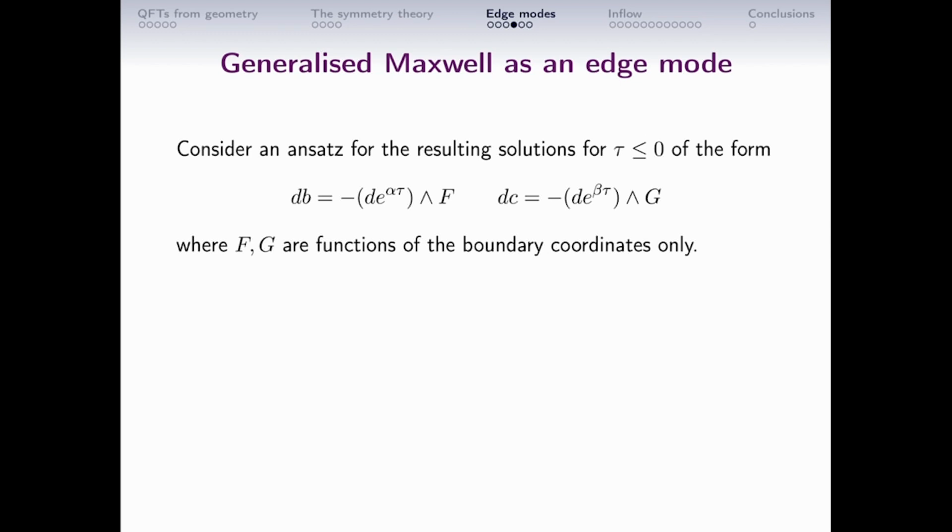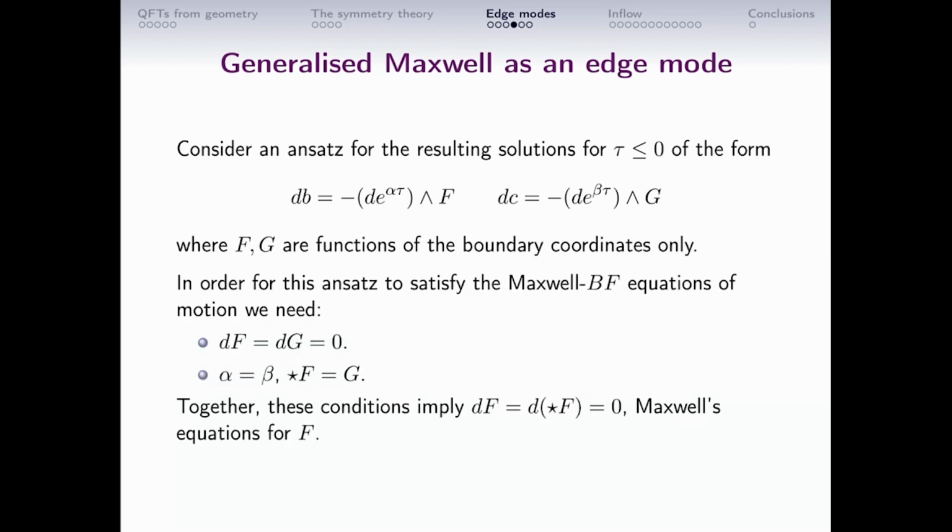So basically you look at an ansatz for the solutions, which is localized exponentially close to the boundary. And if you now ask that this ansatz satisfy the equations of motion, what you'll have to impose, it's a very short exercise, is that f and g need to be flat. And they need to be dual to each other, dual in this sense. A star of f, where the star is the boundary star, is equal to g. Okay, these are the equations of motion of Maxwell BF for this ansatz.